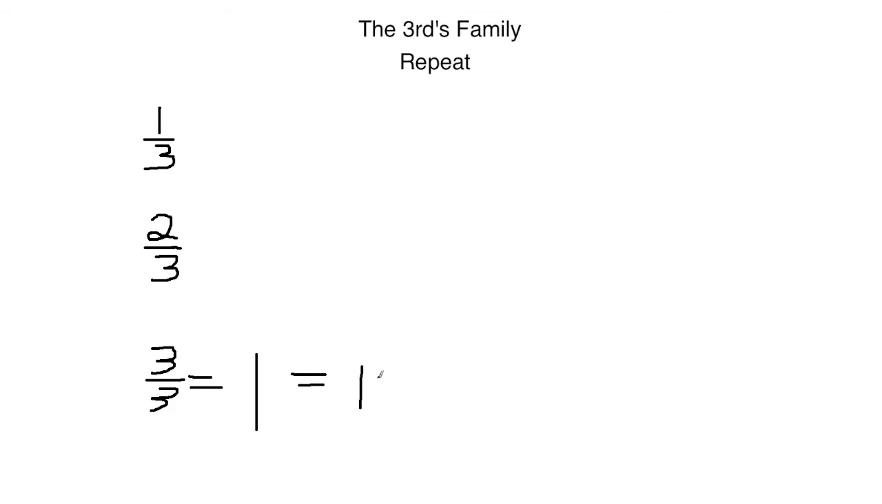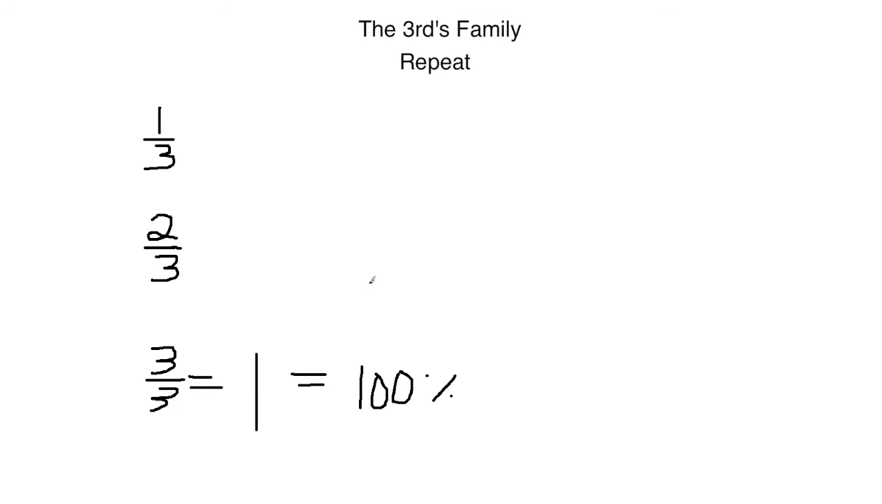Now, once again, let's write the families. We have 1/3, 1 divided by 3, 1 over 3. We have 2/3, 2 over 3, or 2 divided by 3. And me, 3/3, which we know equals 1 whole, which equals 100%.